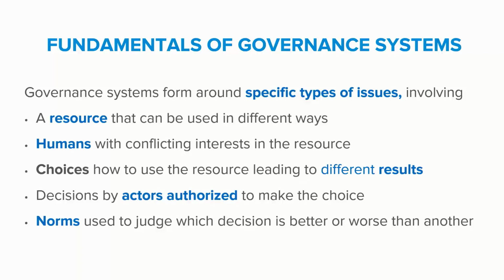First, not every issue in society or nature creates its own governance system. Problems that can be managed have very specific characteristics. Namely, it needs to involve a scarce resource. It needs to involve humans that want to use the resource in different ways that would lead to different outcomes. Specific actors that have been given a mandate to making certain decisions.